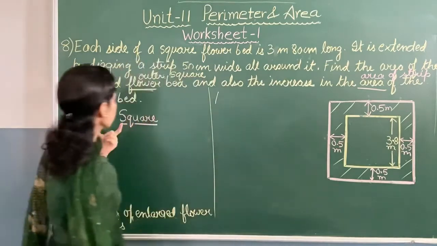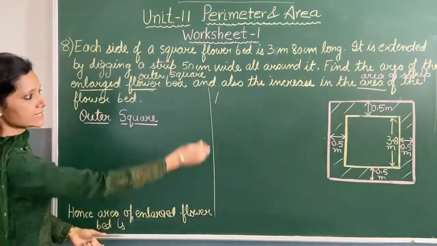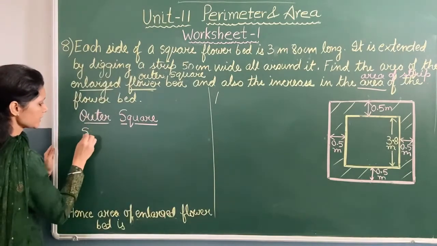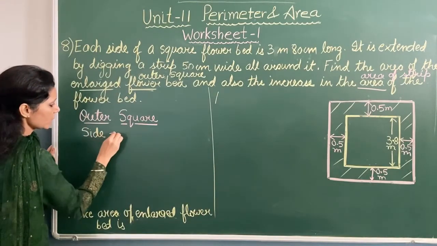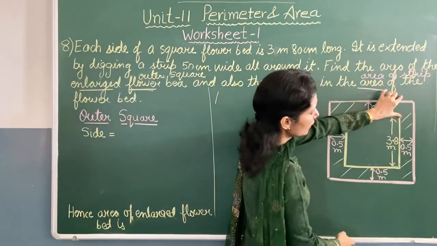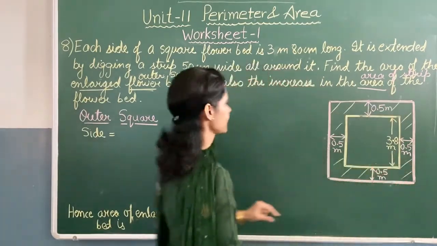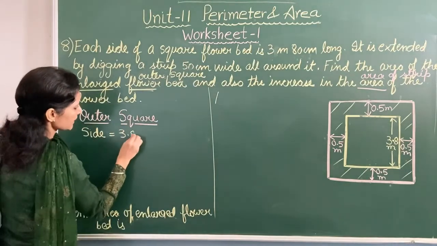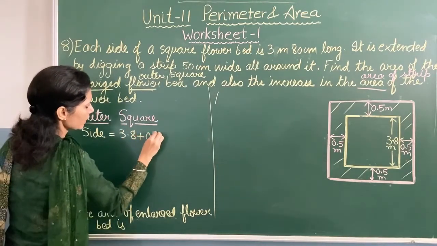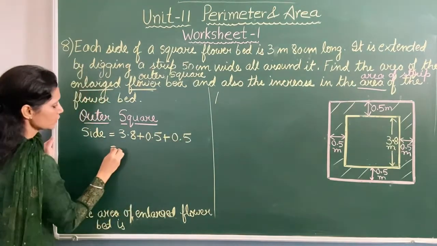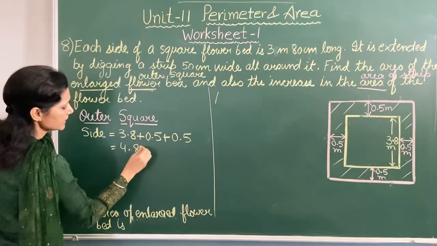So let's first give the heading as the outer square. Since we do not know the side of the outer square, let's first find out the side. The side of the outer square would be the side of the inner square plus 0.5 meters on both the sides. So that comes out to be equal to 3.8 plus 0.5 plus 0.5. That is equal to 4.8 meters.